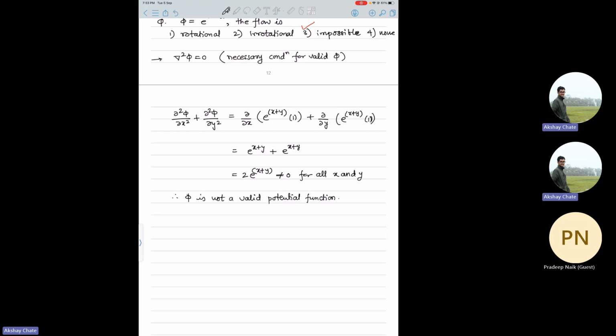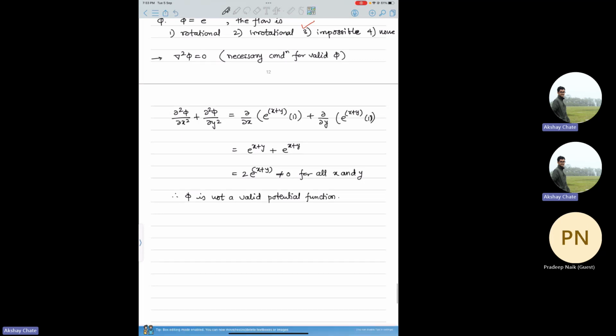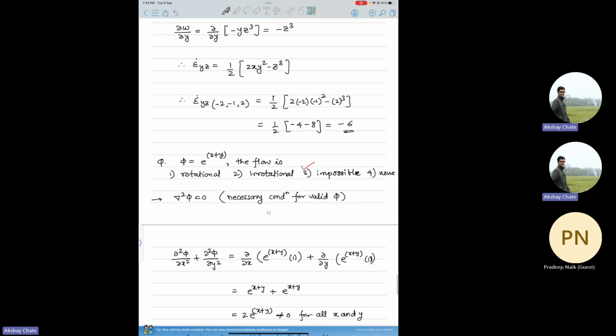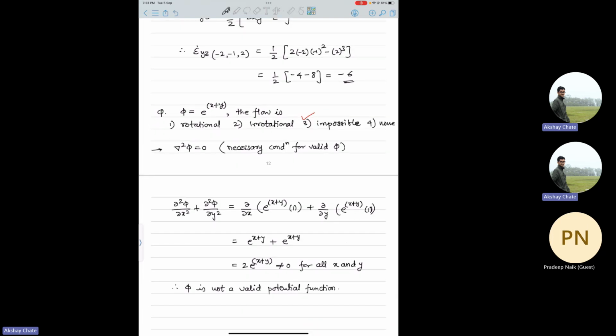Yeah, so see, the point that I'm trying to make is, if any question like this comes now, whether this flow is rotational, irrotational, anything like that, the first thing you do is you calculate the Laplace, even for a potential function or stream function, and that should be equal to 0. Then only you go to the next step. If it is coming 0, then okay, the flow is valid, and then you can do the next part. We'll take one more question here so that you understand this.